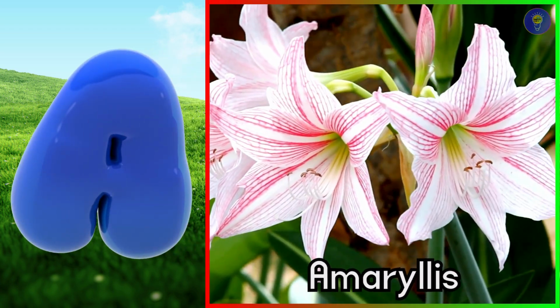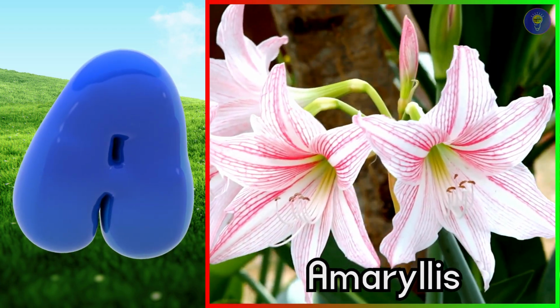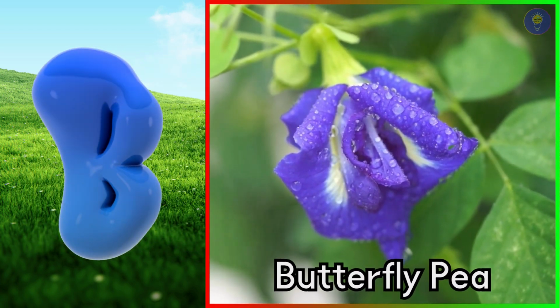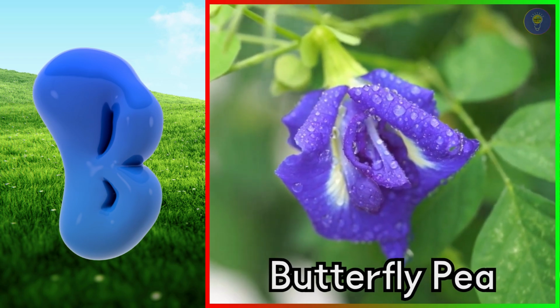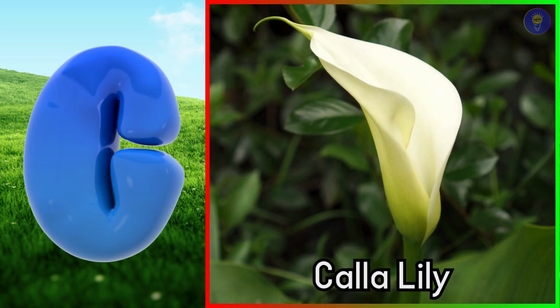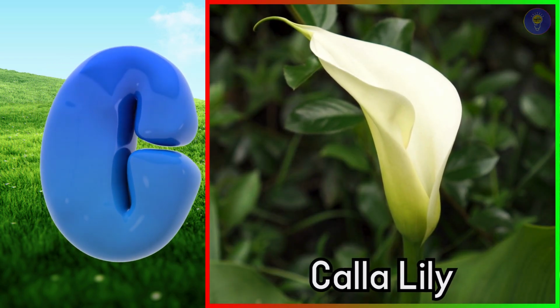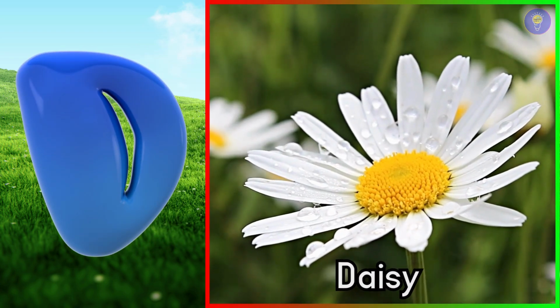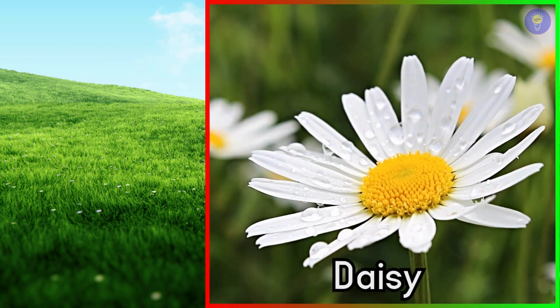A is for amaryllis flower. B is for butterfly pea flower. C is for calla lily flower. D is for daisy flower.